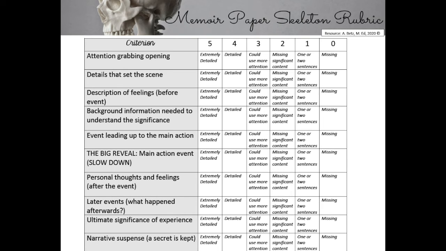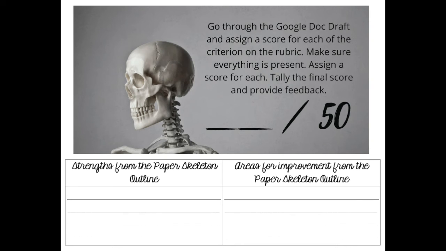Please be honest with your peer. We want positive feedback, but we also want actually helpful feedback, so be honest. Once you have assigned a score for each of those paragraphs, each of the 9 criterion, you're going to give a score out of 50. So you're going to go and tally all of the numbers from the rubric and assign a score out of 50 here.